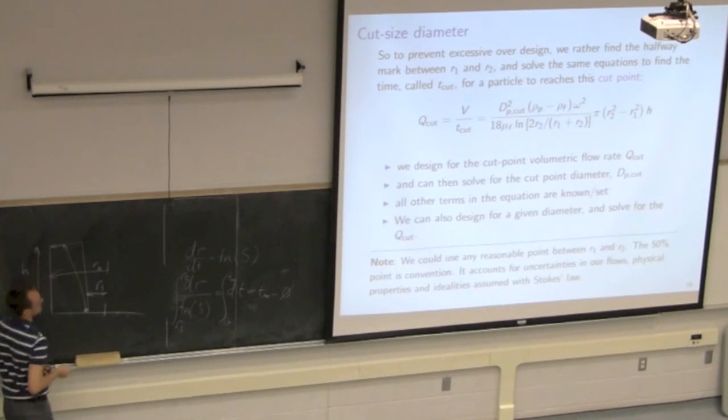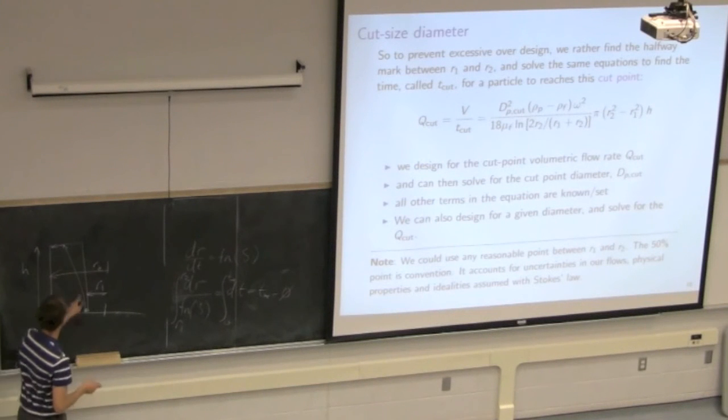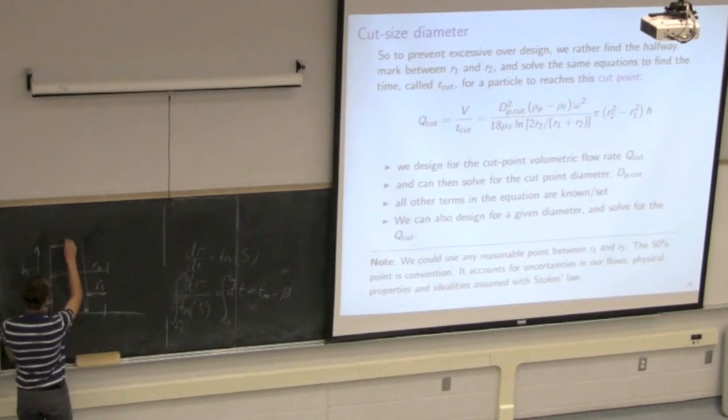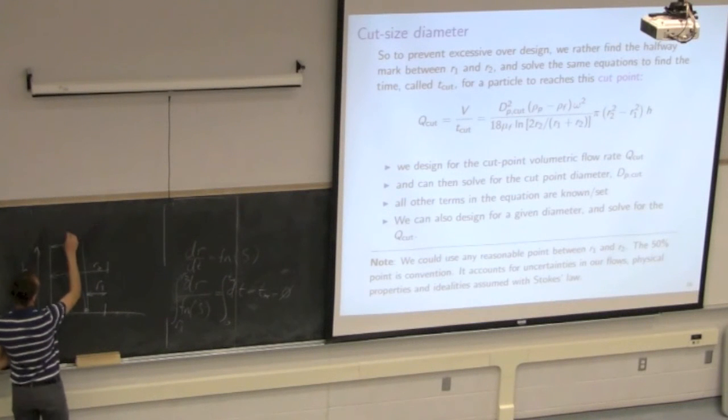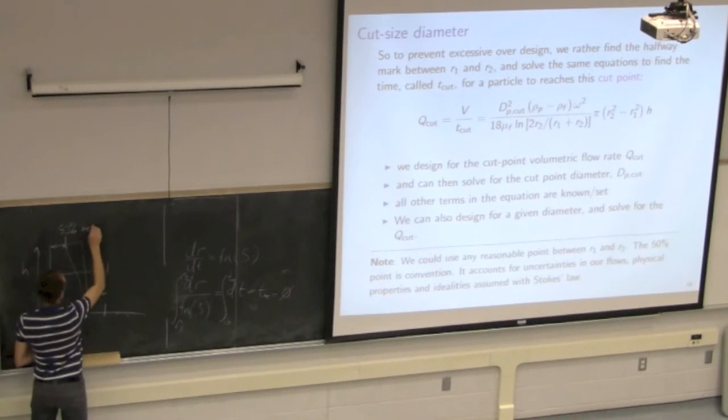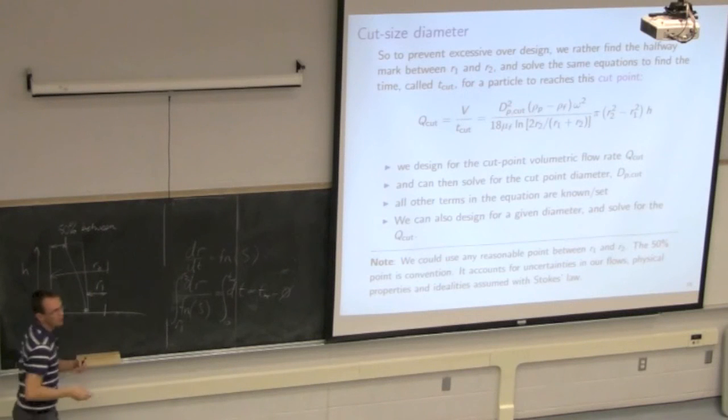to move horizontally. So what we do is we redo our integration, except this time we integrate not from R1 to R2, but from R1 to the midpoint of R1 and R2, so at 50% between. Okay, that's a more realistic assumption. And once we change our convention to that, that is what in the industry is called the cut point. So the time taken for a particle to go from R1 to the midpoint of R1 and R2. Redo your integration, the only term that changes is that log in the denominator.